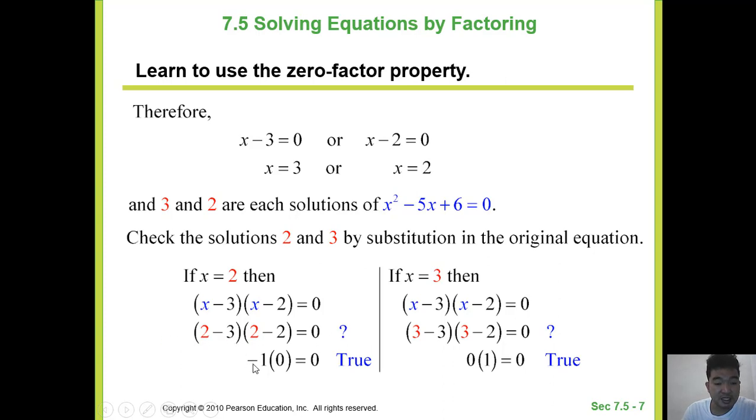Then 2 minus 3 is negative 1 times 2 minus 2 is 0. So that's true because negative 1 times 0 is equal to 0. So this checks, or this is a correct equation. And we can also prove the zero factor property here, wherein it is true that one of the factors of this quadratic equation is equal to 0, because the factors are negative 1 and 0.